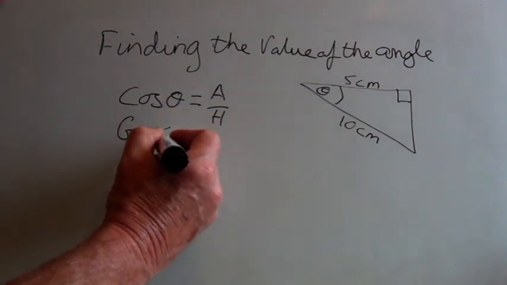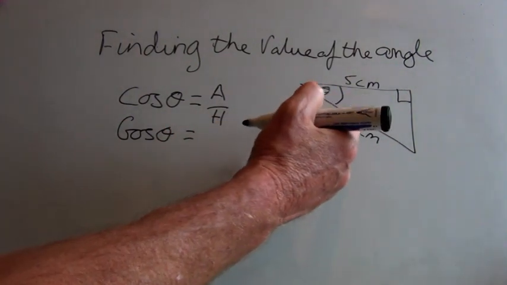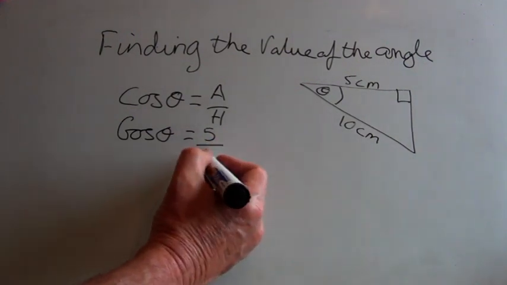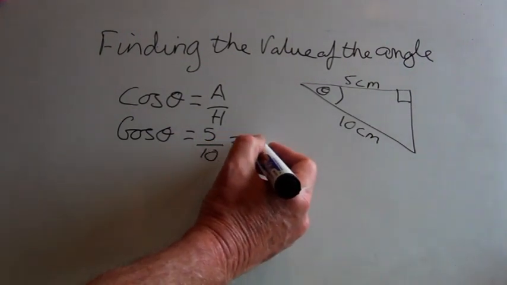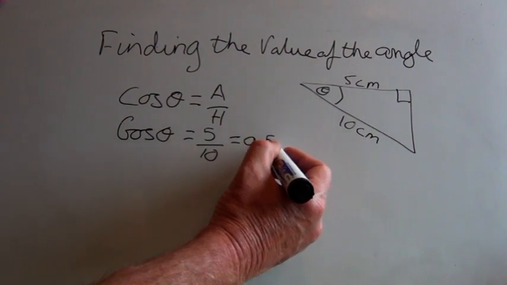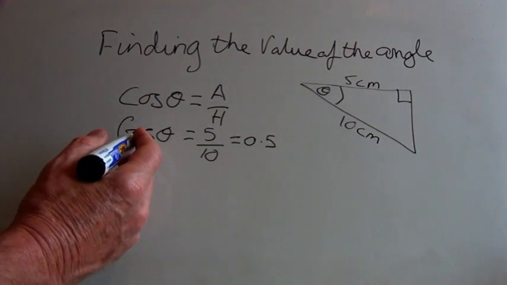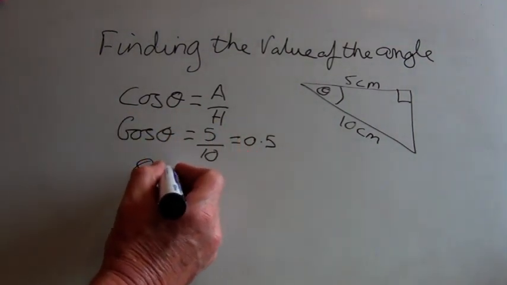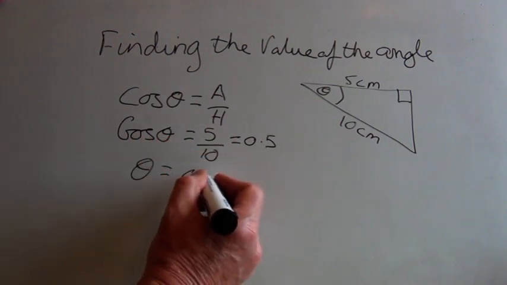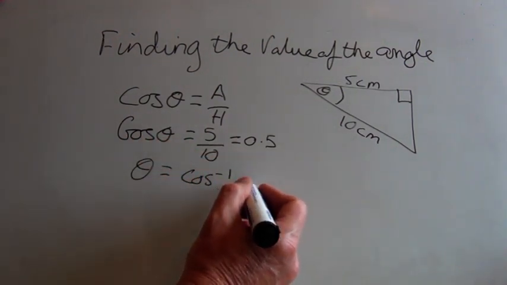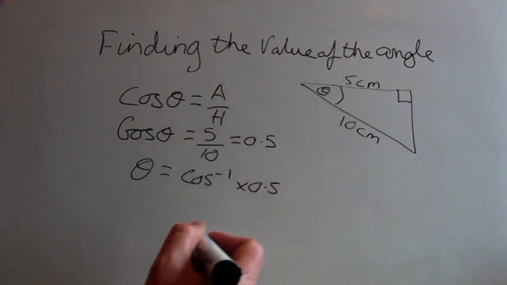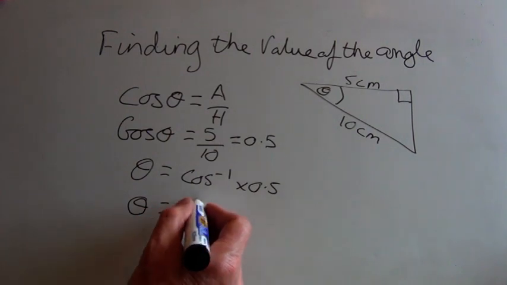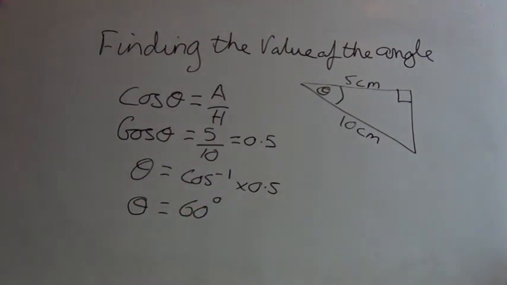So the cos of theta equals adjacent, which is 5, divided by the hypotenuse again, which is 10. So this equals 0.5. Again, arc cos over the other side, so theta equals arc cos, or cos to the minus 1 times 0.5, and using your calculator set to degrees, you'll find that theta equals 60 degrees.